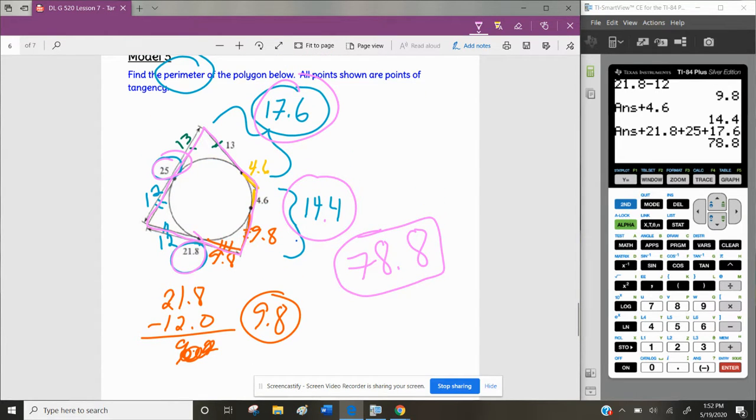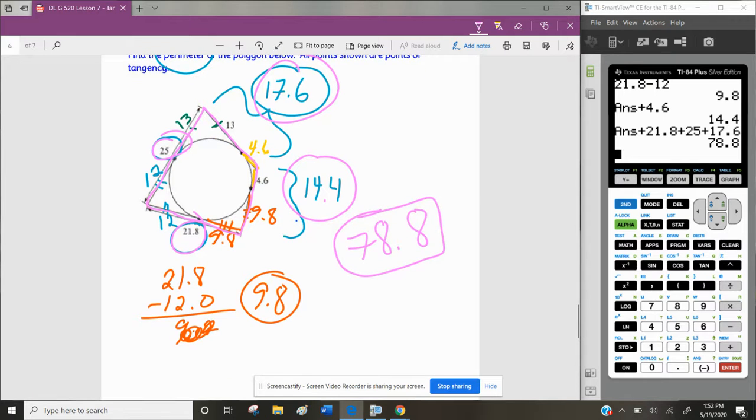So you might have to use one piece and subtract it from the full length that you have to find the other pieces. It's not that difficult. You're just looking at each pair of tangents from the same point. Just because there's two separate points doesn't mean those two tangents are the same.